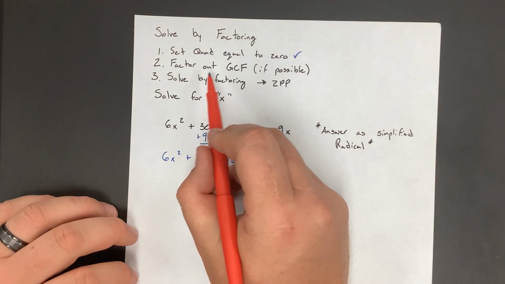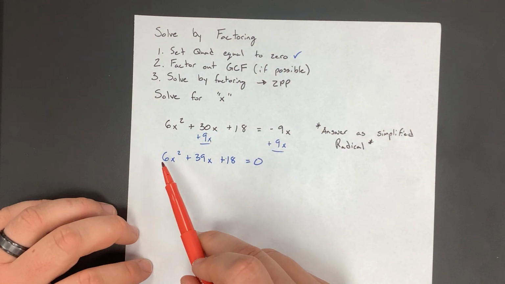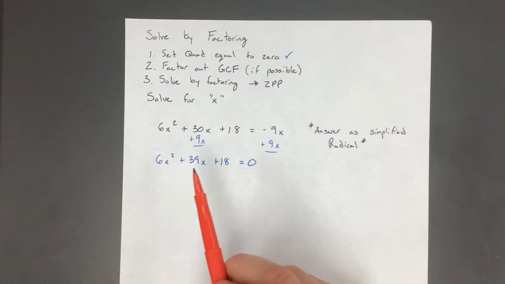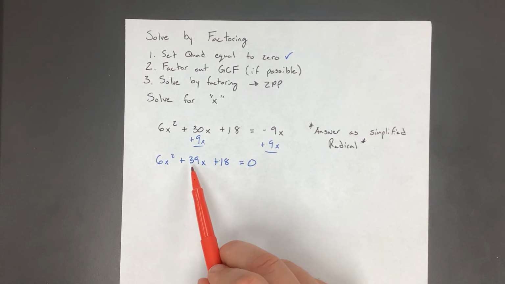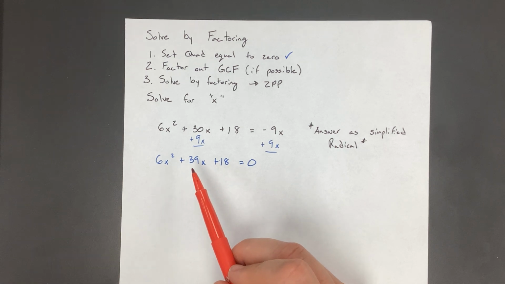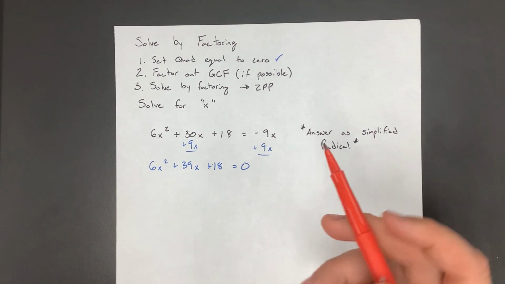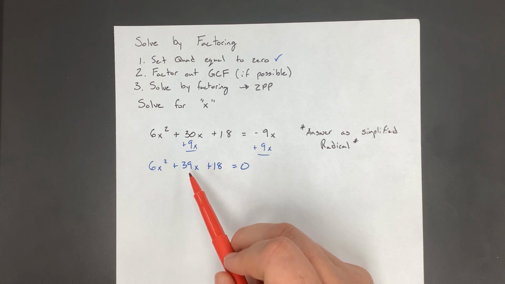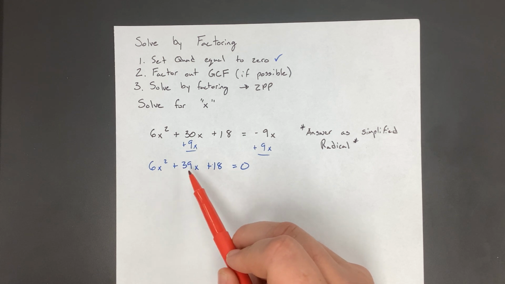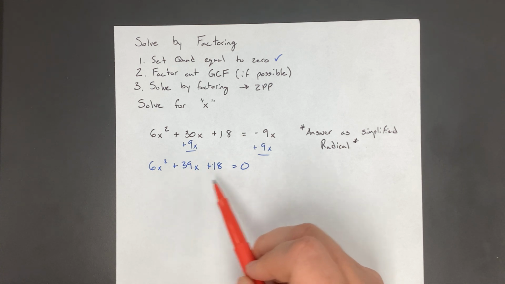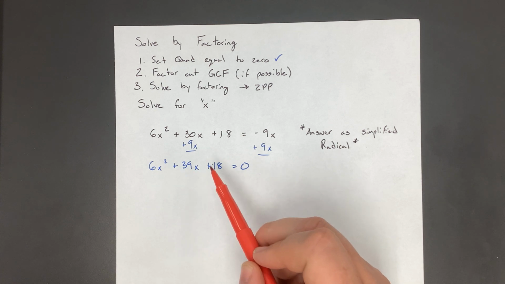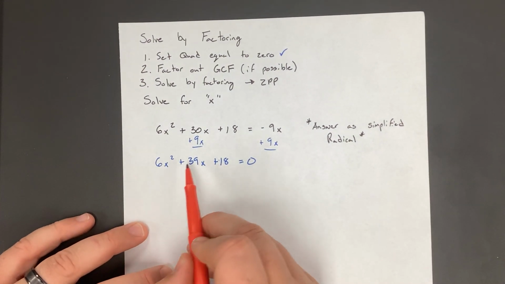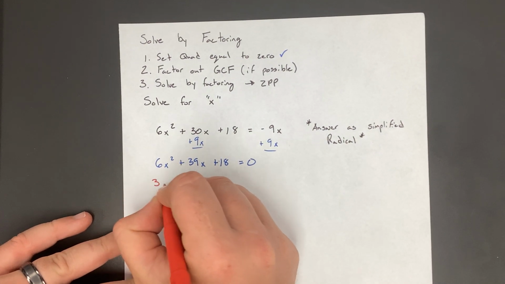The next is we want to see if we have a greatest common factor. As we look at 6, 39, and 18, a lot of times we want to see if everything's factorable by 2. Unfortunately, 39 is not divisible by 2, so we can't factor out a 2 from each term. However, we know 6 is divisible by 3. 3 plus 9 is 12, which is divisible by 3, so that number is divisible by 3. And then 1 plus 8 is 9, which would make it divisible by 3 as well. So I'm going to factor out a 3 from each of these terms, and it's going to look like this.